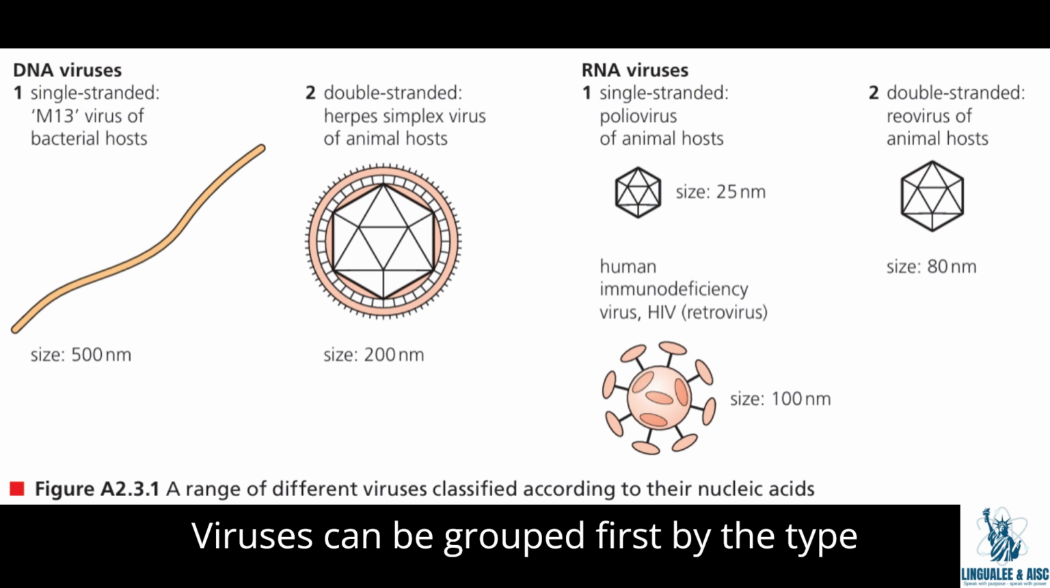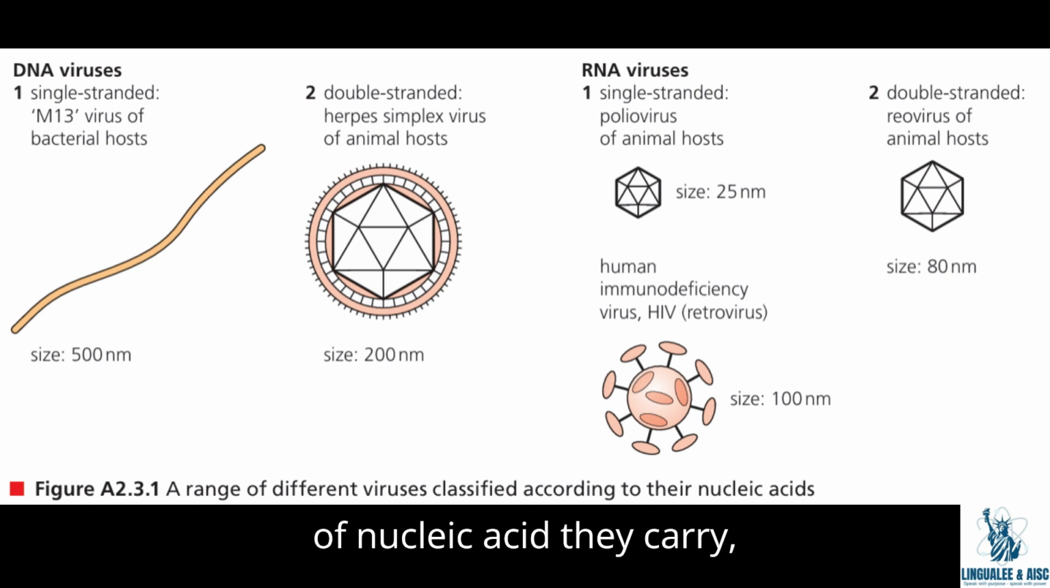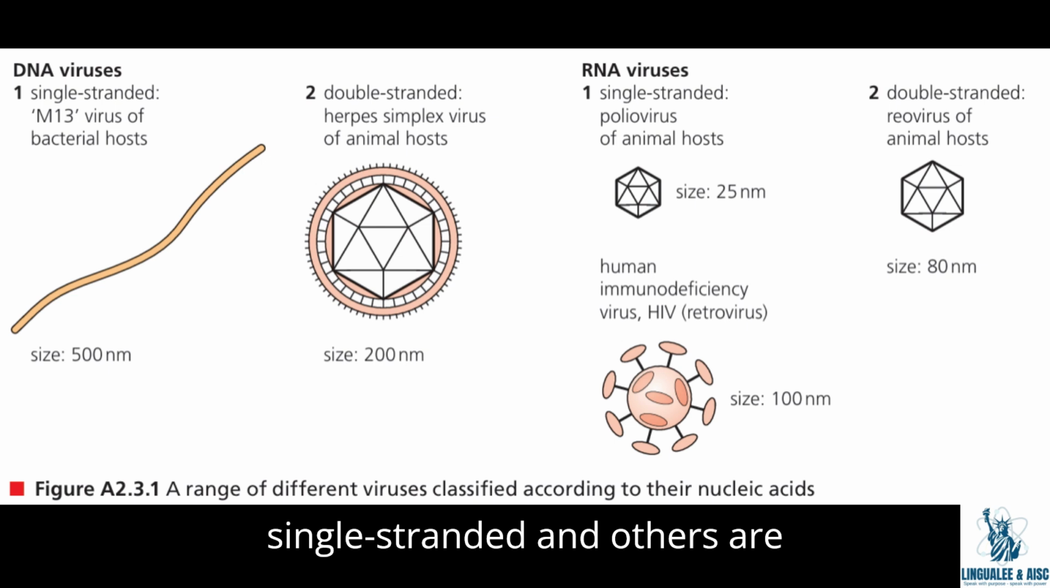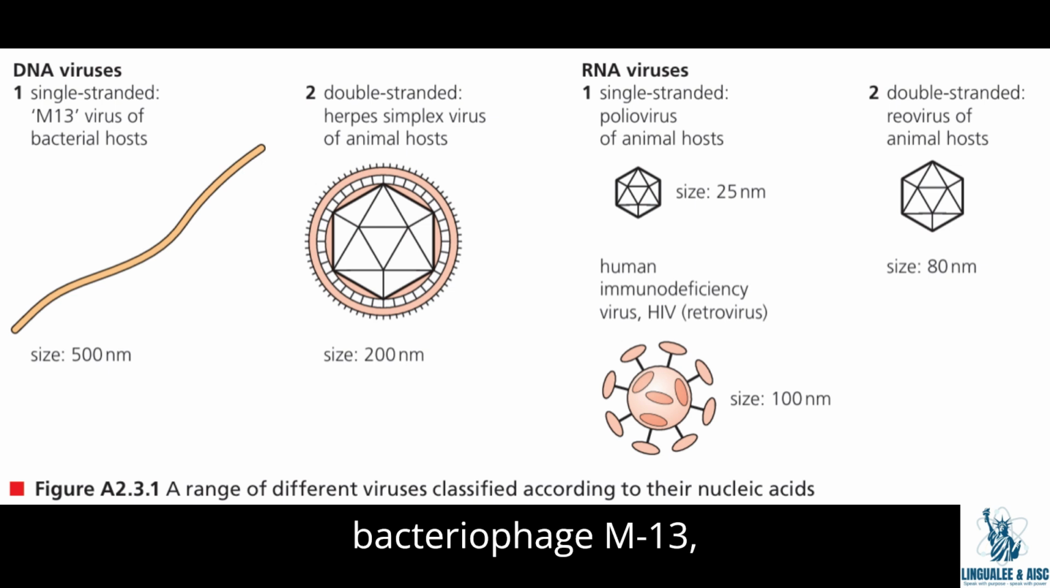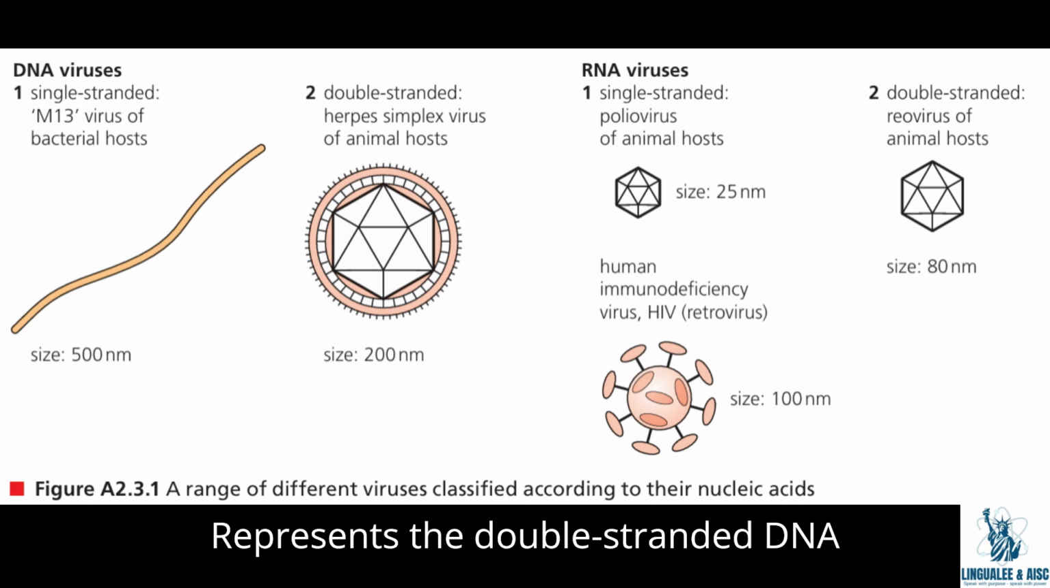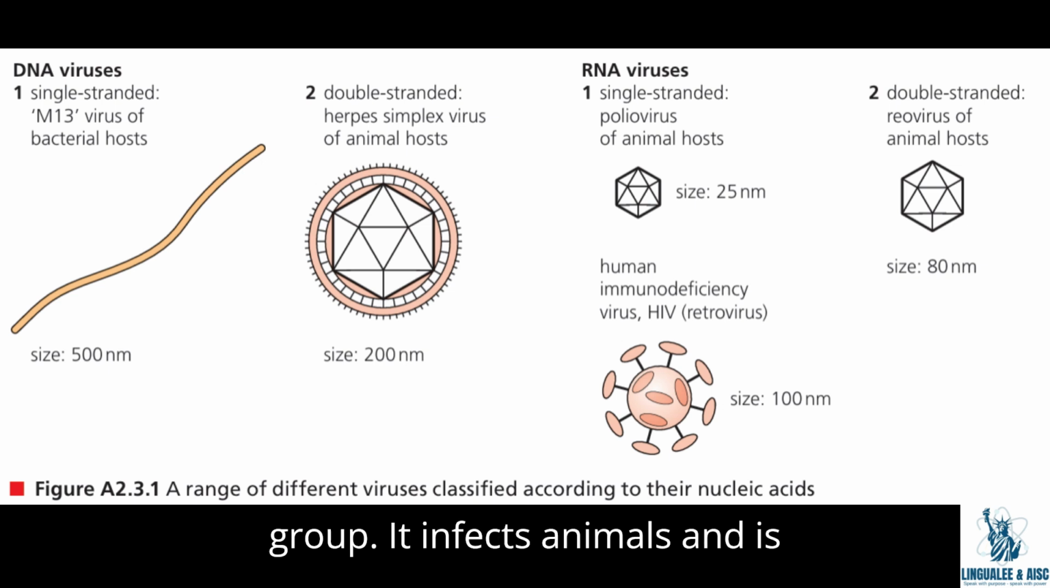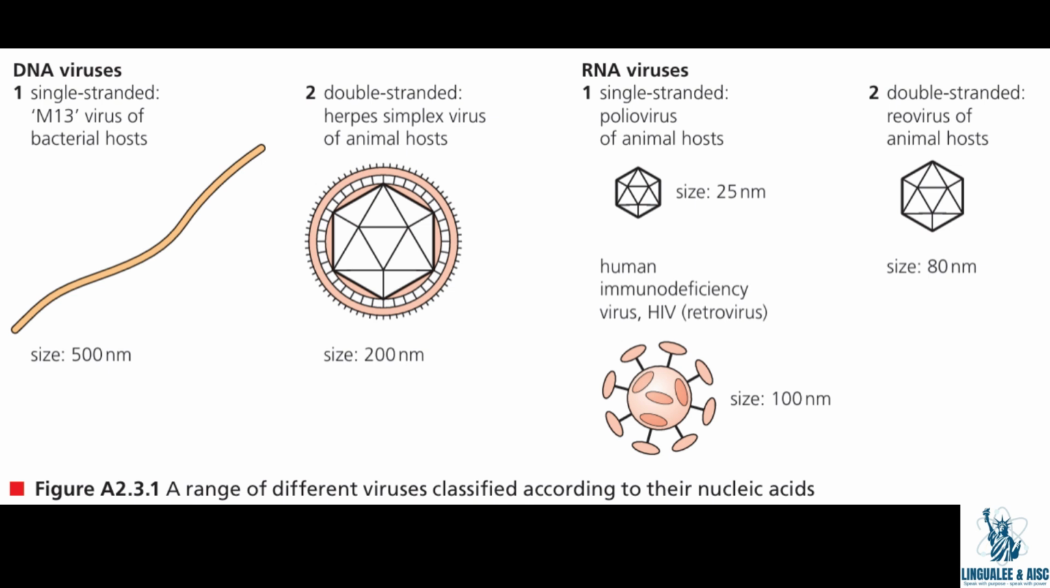Viruses can be grouped first by the type of nucleic acid they carry, DNA or RNA. Among DNA viruses, some are single-stranded and others are double-stranded. A classic single-stranded DNA virus is a bacteriophage, M13, about 500 nanometers long. Herpes simplex represents the double-stranded DNA group. It infects animals and is roughly 200 nanometers across.